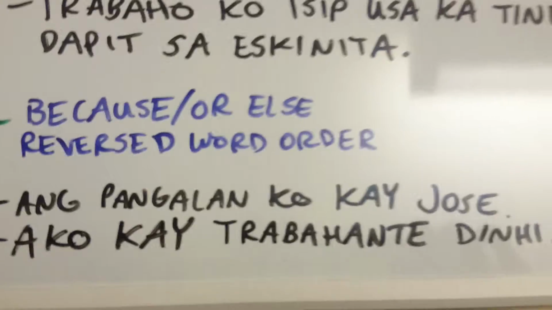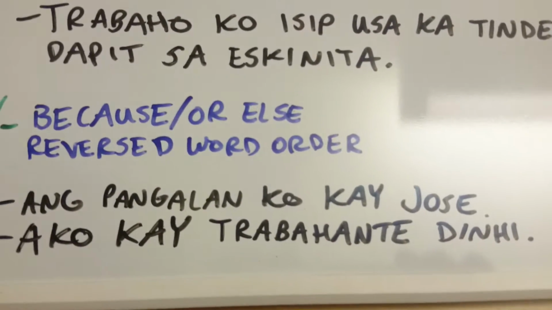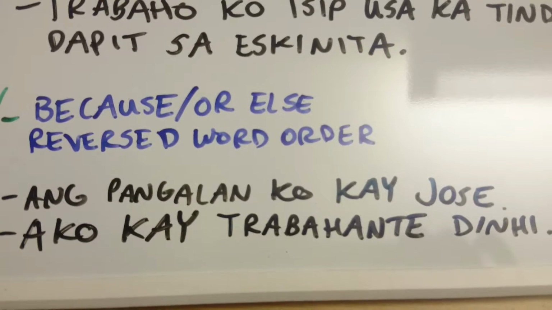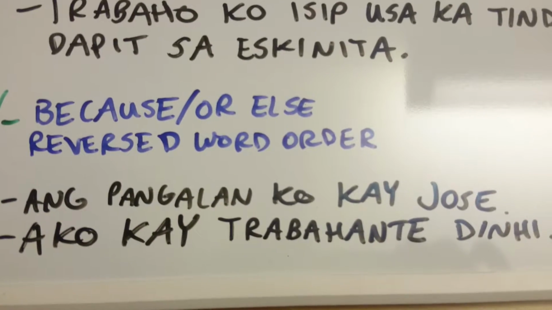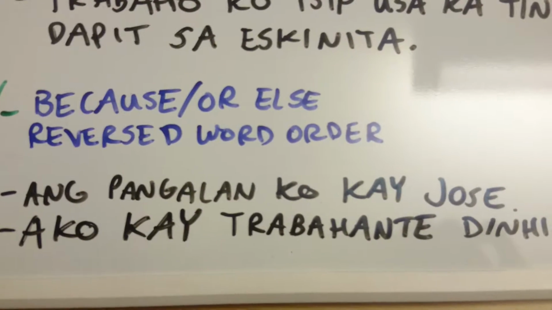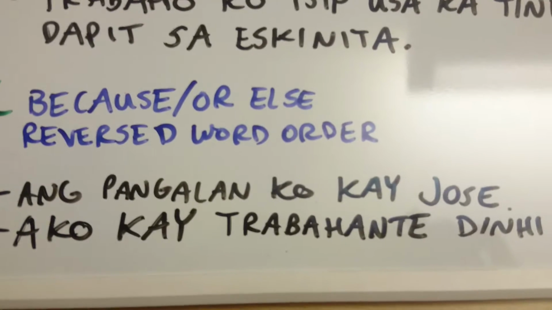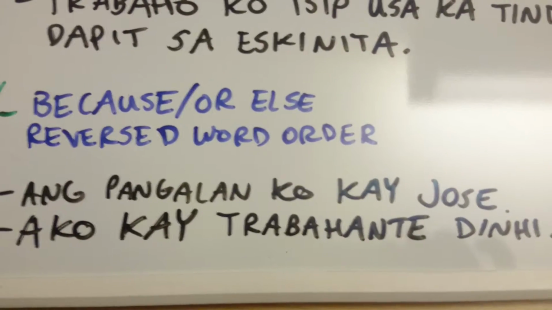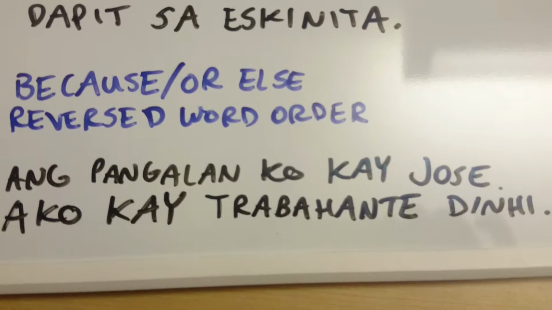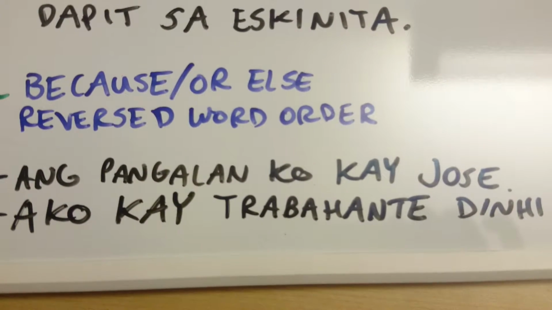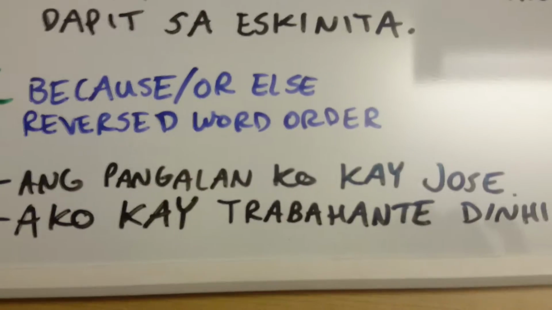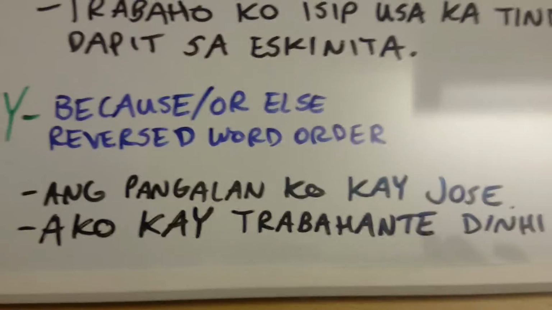The next one is similar to the first sentence. "Ako kay trabahante dinhi." Like, I am a worker here, right? We can understand when you say something like this, but it just doesn't have a good conversational flow. So it's better to say "trabahante ko dinhi" instead of "ako kay trabahante dinhi." It's kind of like you're directly translating an English sentence word for word.